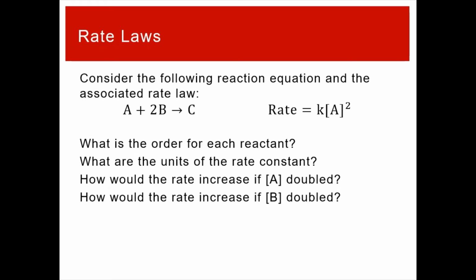All right, let's look at an example now of analyzing rate laws. Consider the following reaction equation and the associated rate law. I have A plus 2B becomes C, and the rate is equal to k times the concentration of A squared. I have a couple of questions I want to know. What is the order for each reactant? What are the units of the rate constant? How would the rate increase if the concentration of A doubled? How would the rate increase if the concentration of B doubled?